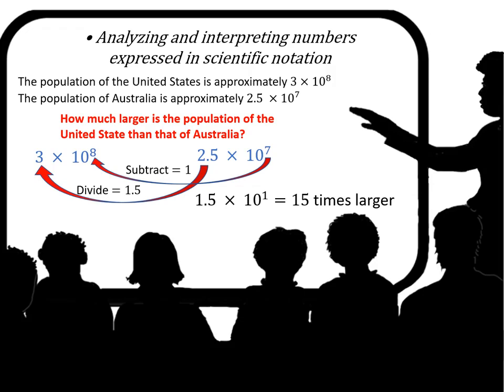You're going to divide 3 by 2.5, and you're going to end up with 1.5. Then you're going to subtract the exponents. 8 minus 7 equals 1. So then you are left with 1.5 times 10 to the first, which is 10. So 1.5 times 10 equals 15. It's 15 times larger.